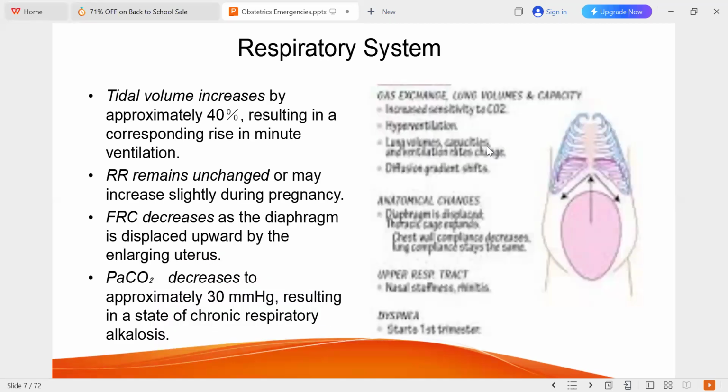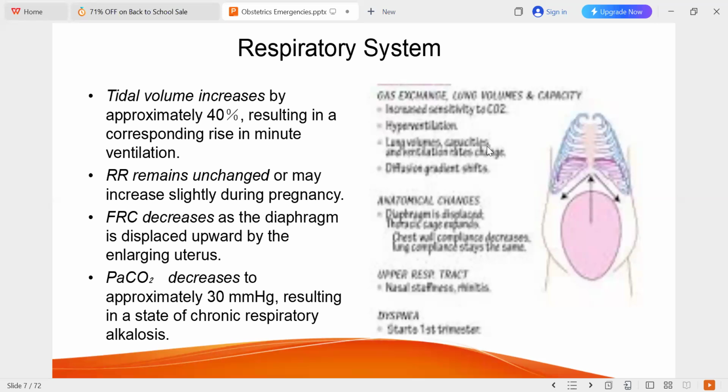Then we have the respiratory system changes. We have an increase in the tidal volume by approximately 40%, resulting in a corresponding rise in minute ventilation. Don't forget that minute ventilation is tidal volume multiplied by the respiratory rate. So the respiratory rate remains unchanged throughout most of pregnancy.